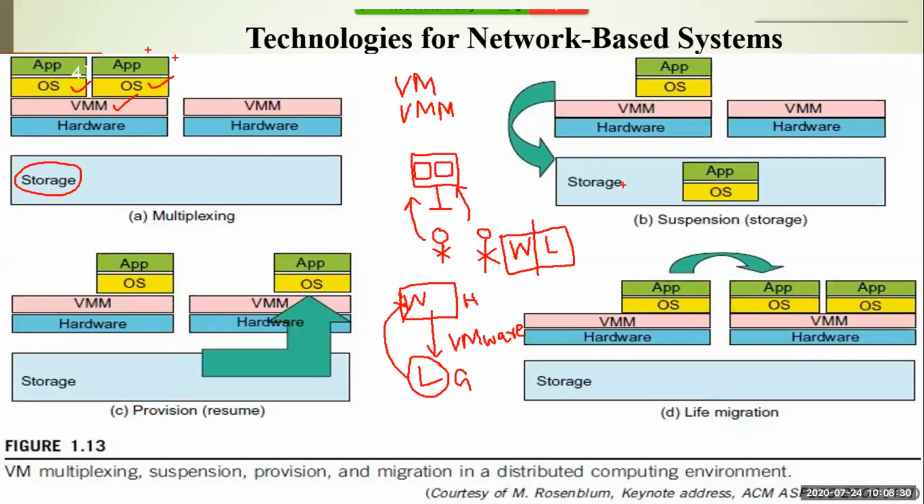The second diagram says that, for example, whatever application I am running here is completed, the work is now done. That application is no longer required, so we transport that operating system and application to a permanent storage like a hard disk. That is called VM suspension.